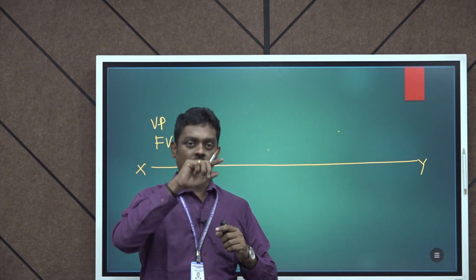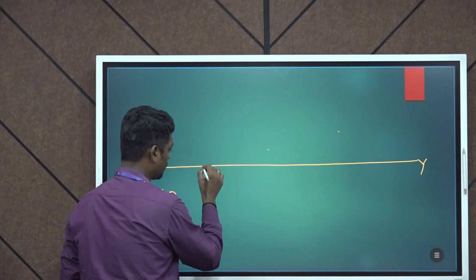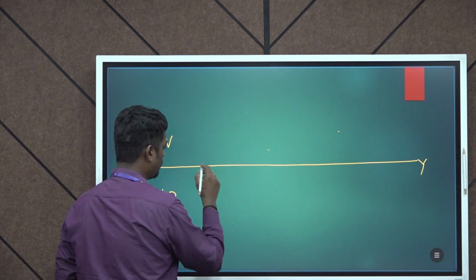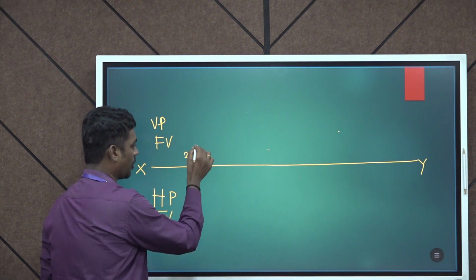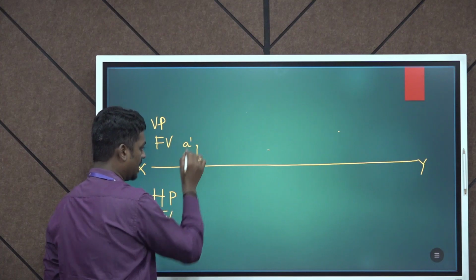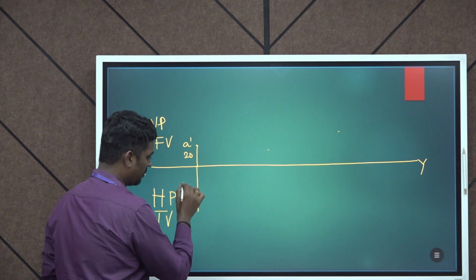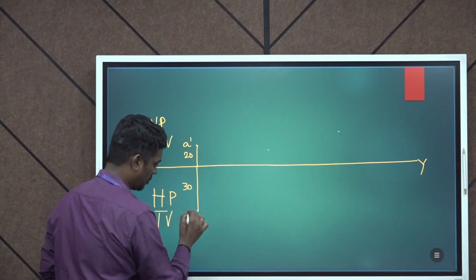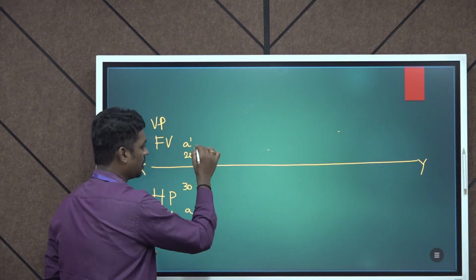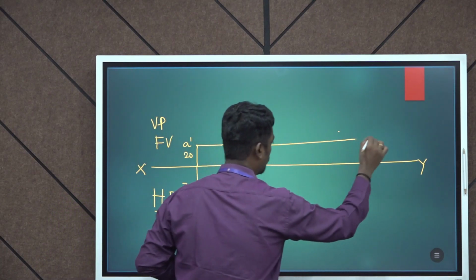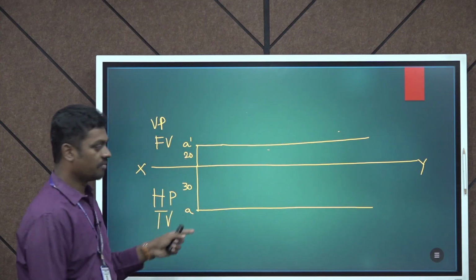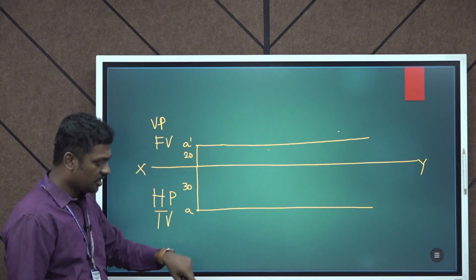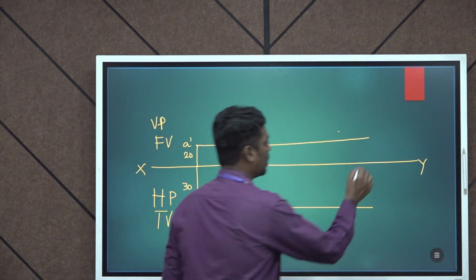20 mm above HP. So above HP means from here to here. The information is 20 mm above HP, that is a point, so I am going to name it as A dash, and also 30 mm in front of VP, so I am going to name it as A. So the information about A is 20 mm above HP and 30 mm in front of VP. These two information I have plotted, and I am going to name this as locus of A.